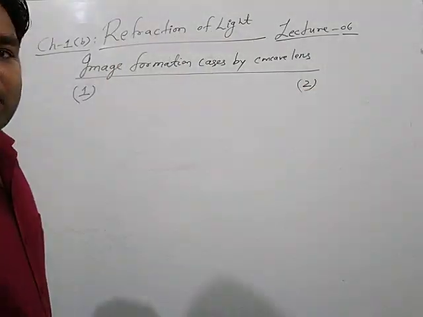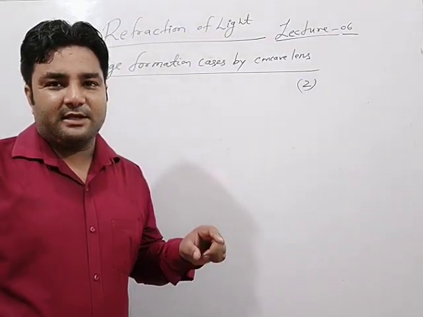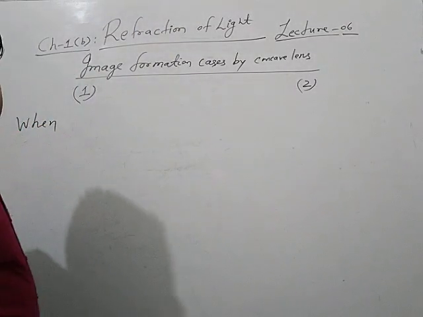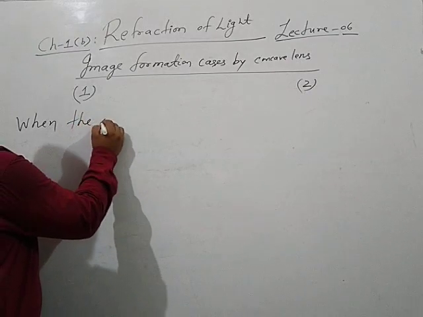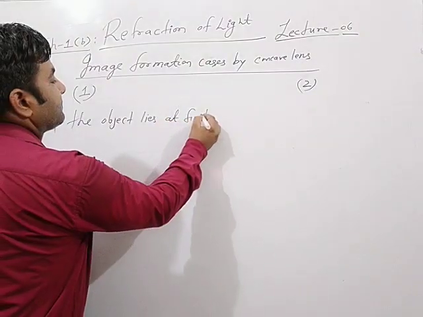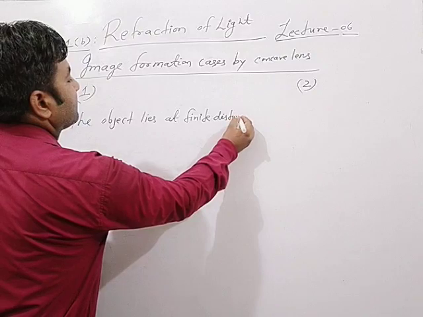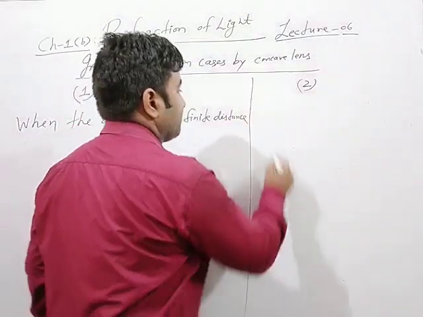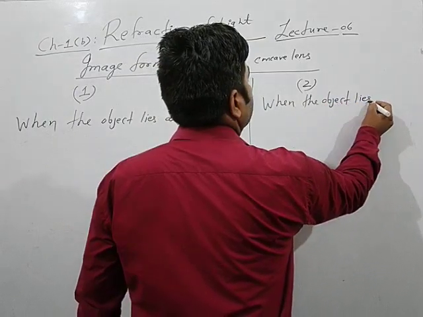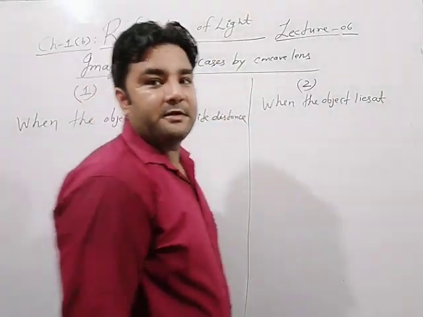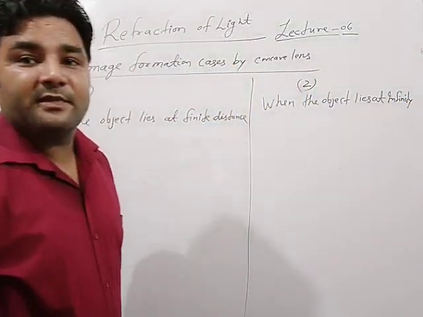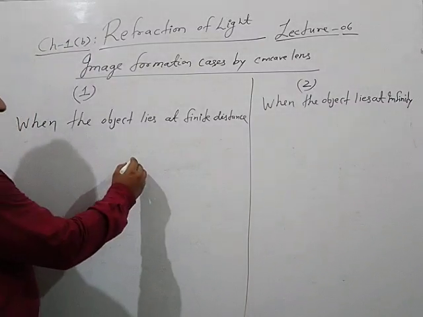First case, when the object lies at finite distance, and second, when the object lies at infinity. In both the cases, we just draw the diagram and everything will be clear.